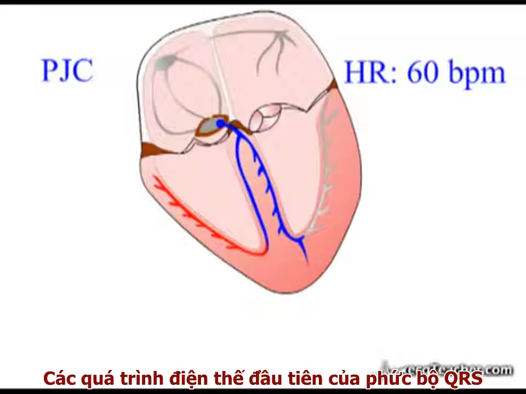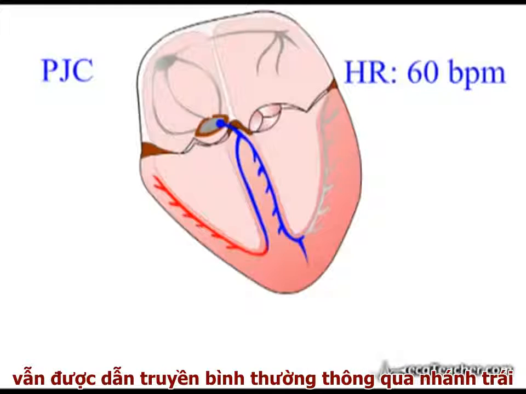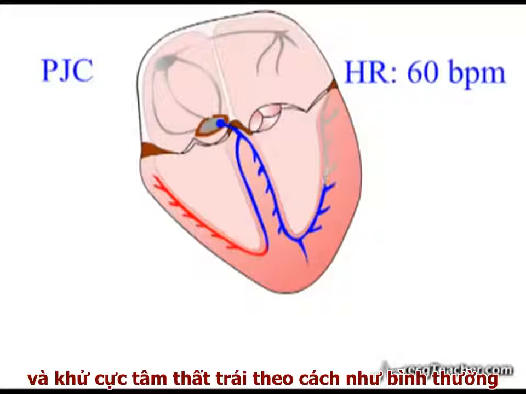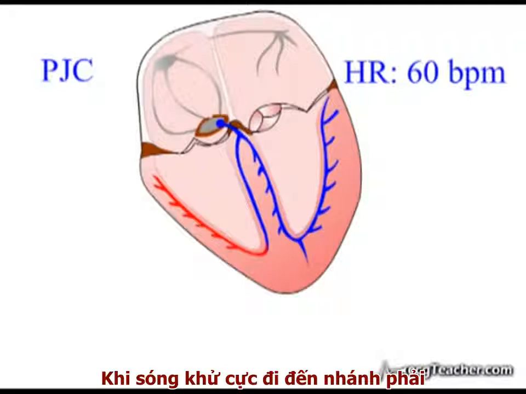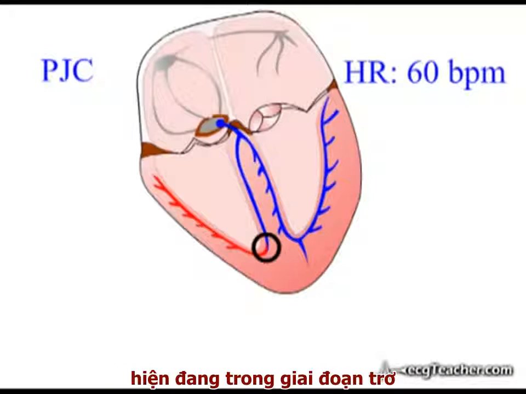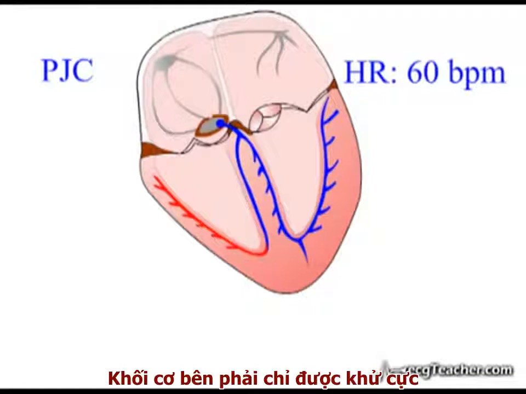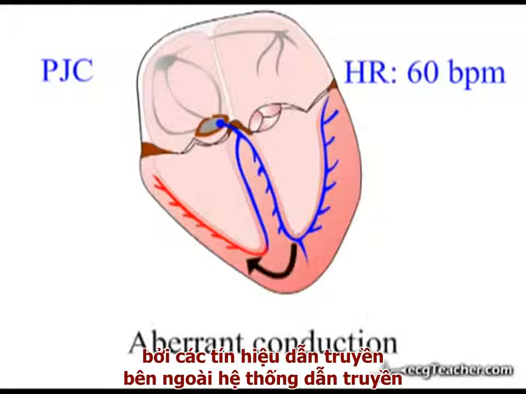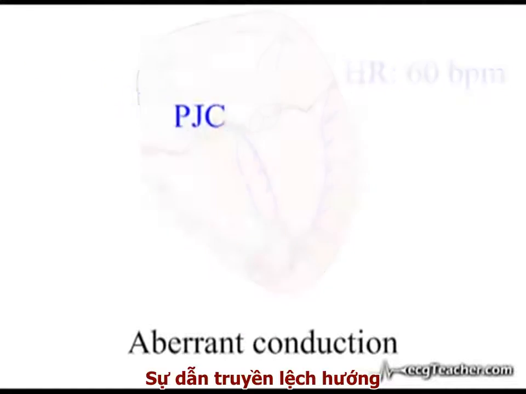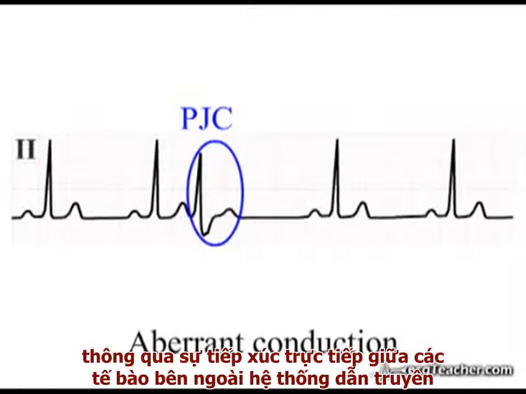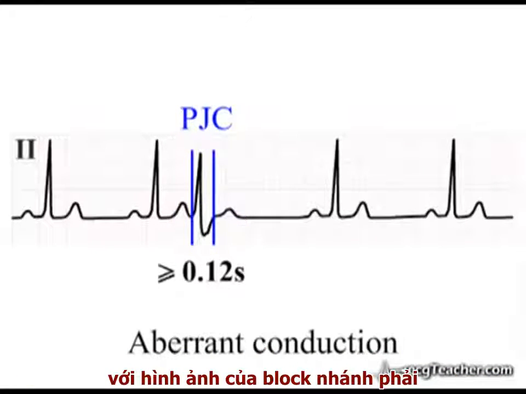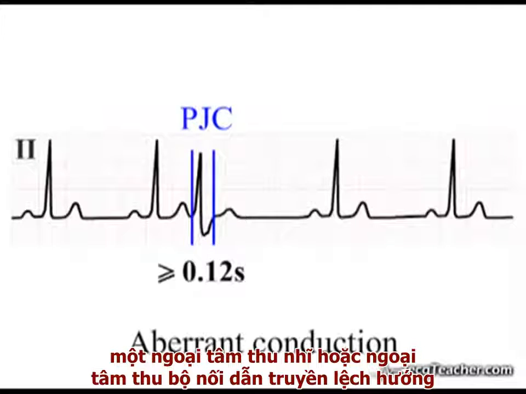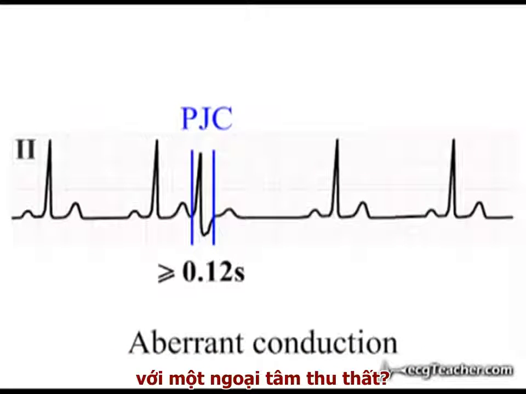The initial events of the QRS complex associated with this premature discharge are conducted as normal through the left bundle branch and will depolarize the left ventricle in the normal fashion. However, once the premature depolarization wave encounters the refractory portion of the right bundle, the right side of the heart must be depolarized by signal traveling outside the conducting system. Aberrant conduction by direct cell-to-cell contact outside the conducting system results in a broad QRS complex with right bundle branch block morphology. How can we tell such an aberrantly conducted premature junctional contraction from a premature ventricular contraction?